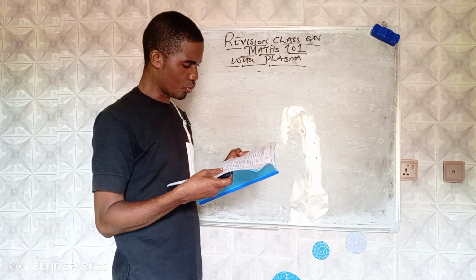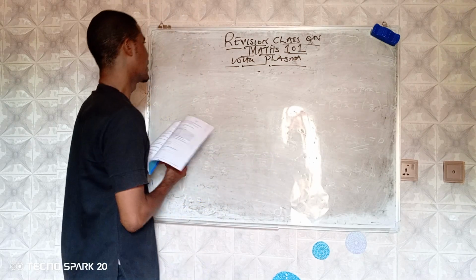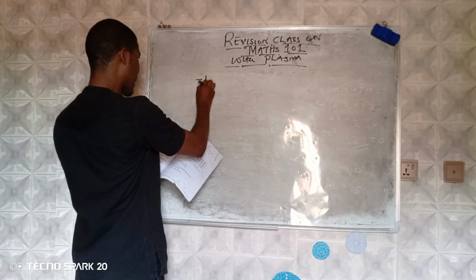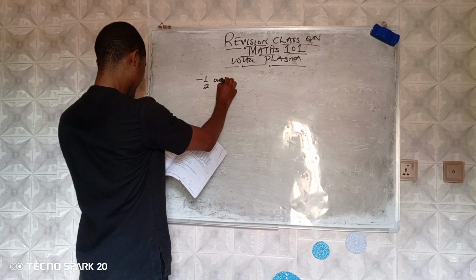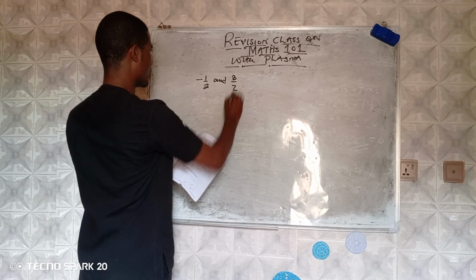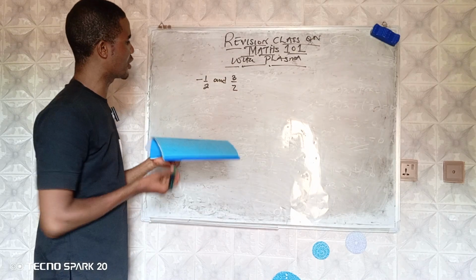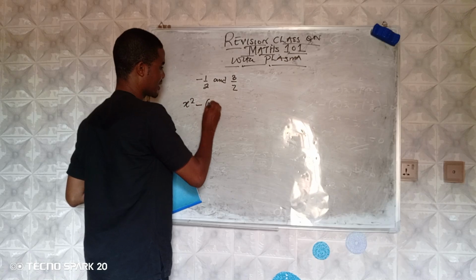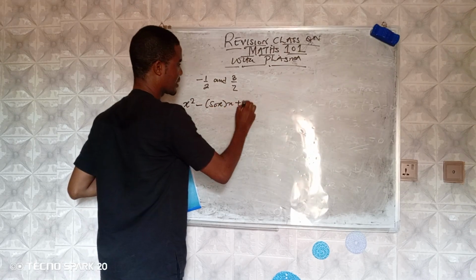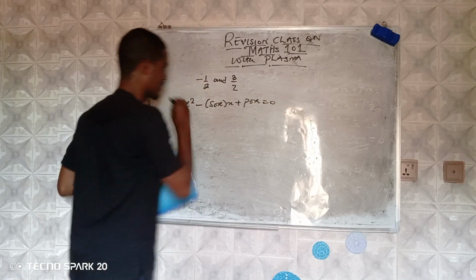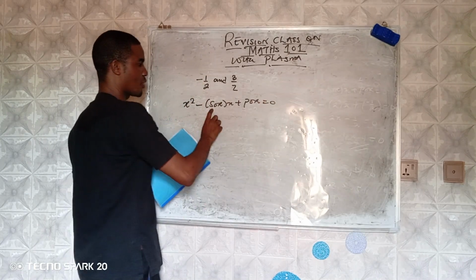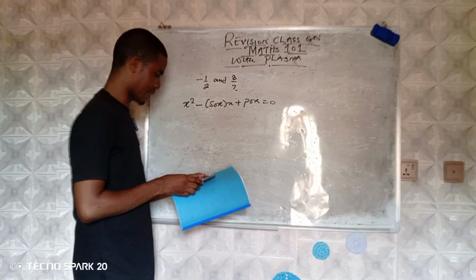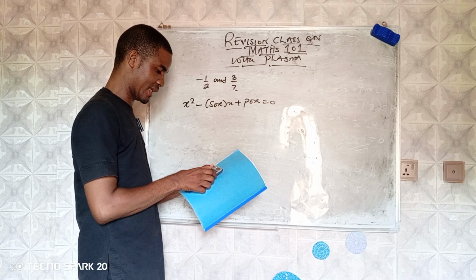Find the quadratic equation whose roots are, they gave us the roots to be minus 1 over 2 and 3 over 2. They ask us to find the quadratic equation whose roots are this and this. Remember that I'll first of all say that I have x squared minus SORx plus POR equals to 0. So SOR means I should add them. So I have 1 over 2 plus 3 over 2. I want to use my calculator to be fast about that.